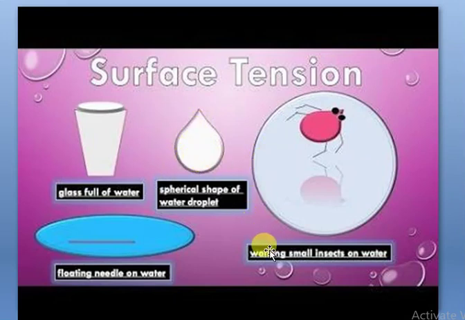Then you can see a small insect that is walking on the surface of the water. Look at this insect. What enables this insect to walk at the surface of this water is the surface tension of the water. That surface tension holds the insect up to walk on this water without sinking. You can see a floating needle on water, floating without sinking. What is holding it is the surface tension of water.